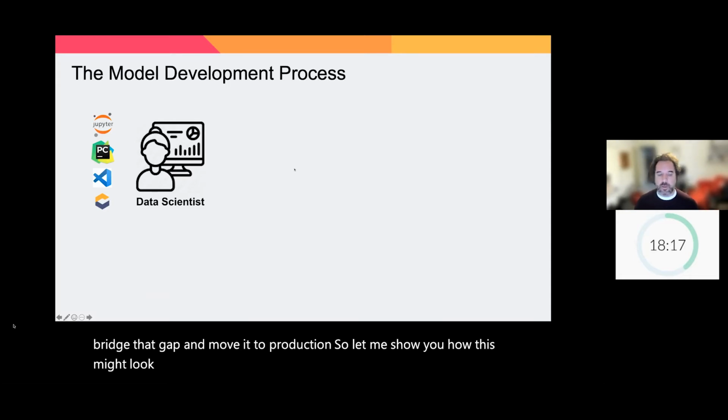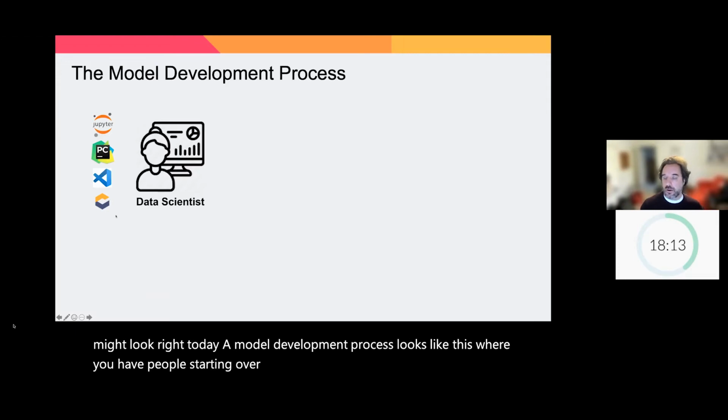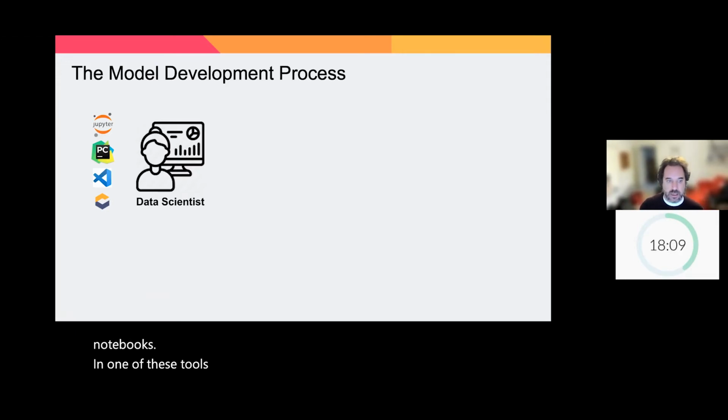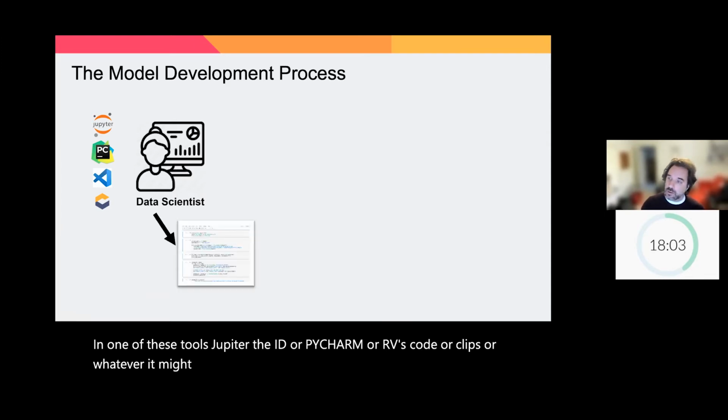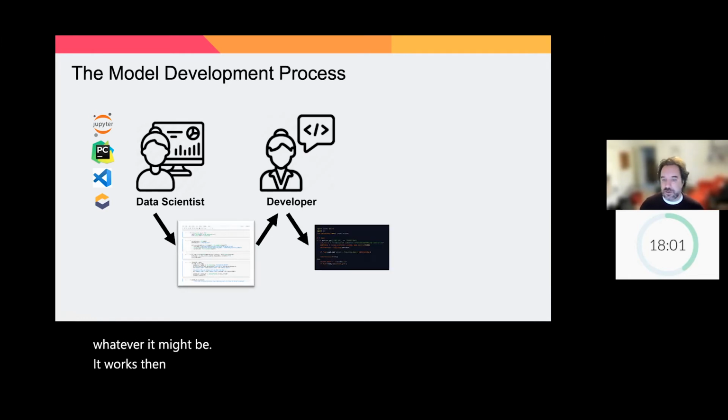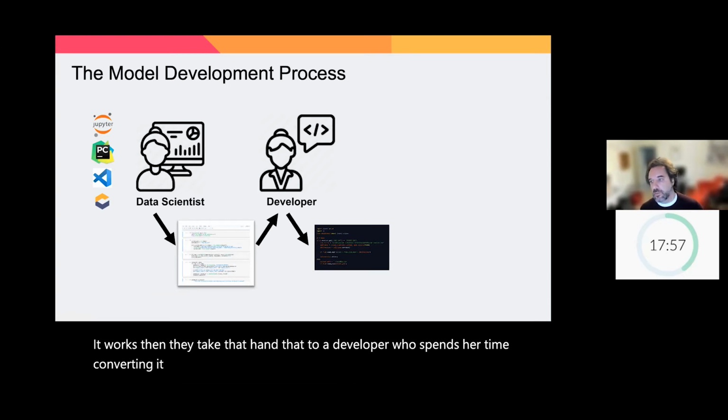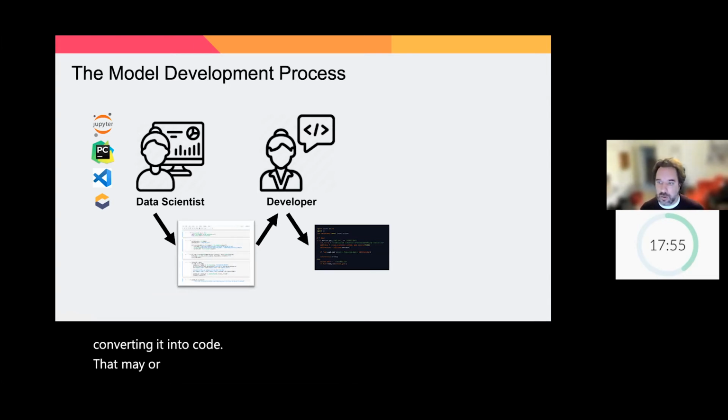Today, a model development process looks like this, where you have people starting over here. They're writing Jupyter Notebooks in one of these tools, Jupyter, the IDE, or PyCharm, or VS Code, or Eclipse, or whatever it might be. And it works. Then they take that, hand that to a developer who spends her time converting it into code that may or may not be an accurate representation.